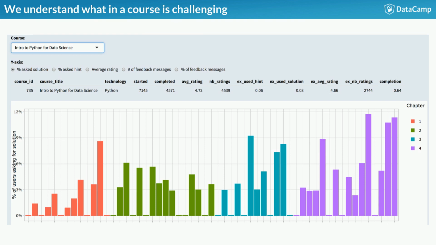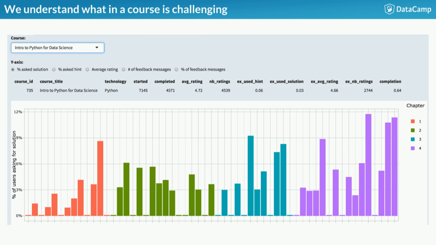Now, if you zoom in one level deeper, then we can look at, for these different exercises, how many people actually need the solution to complete the exercise. So if you're stuck as a student on DataCamp, you can request a solution, which is basically telling us, okay, I give up, I need a solution. And we closely monitor how many people do that for every exercise, because we need a balance there.